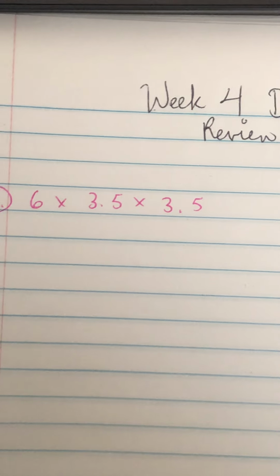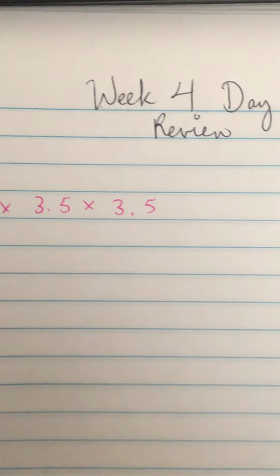Number 1, we've had this before. It says, what is the surface area of the cube that has the side length of 3 and 5/10 centimeters? Remember to use the formula 6 times the side length squared. So we're going to have 6 times 3.5 times 3.5.